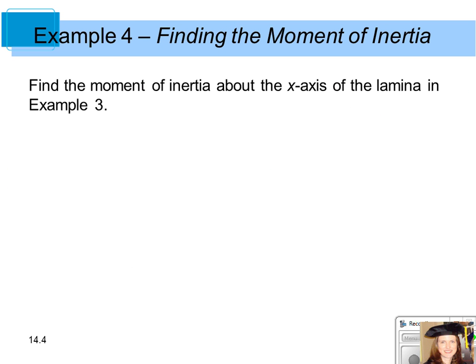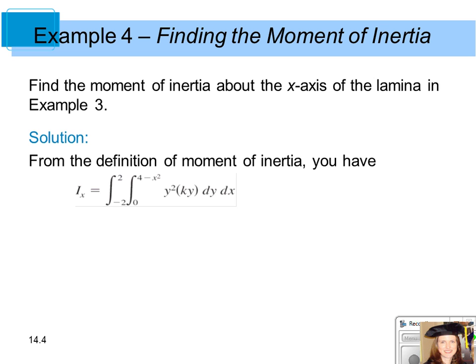In this example, we want to find the moment of inertia about the x-axis of the lamina. The example we did in the previous PowerPoint is where the density was k times y, and the region was bounded by these functions. So to find the moment of inertia about the x-axis, it's the distance from the x-axis, which is y squared, times your density, which is k times y, times the differential area, which is dy dx. You would integrate the inside first with respect to y, substitute in the bounds, and then you end up with a single integral that you can evaluate.